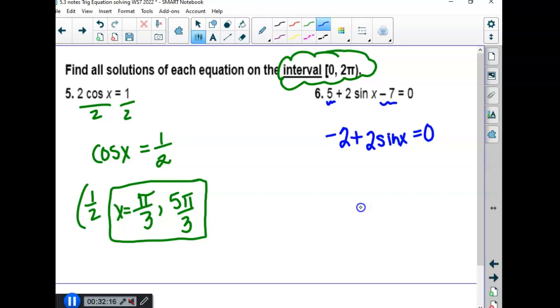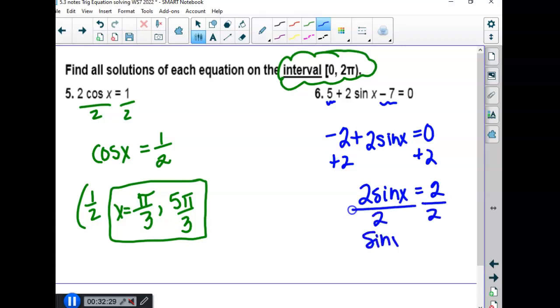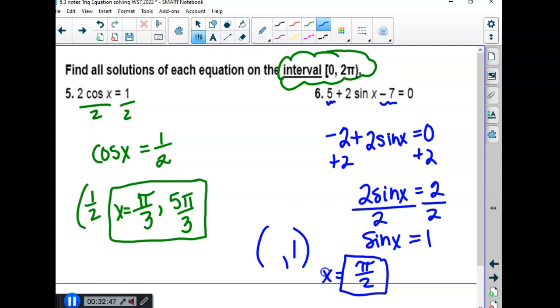You could have moved them over to the other side first. It doesn't matter. We're going to add this 2 over to the other side. And then what? Divide by 2, and we end up with the equation saying the sine of x is 1. Where is that true? Sine is y, so we're looking for a 1 in the back. Does it only happen at pi over 2? Yep, that's it. So that's our whole answer, because why don't I need the plus or minus on the back? Because it says only between 0 and 2 pi.